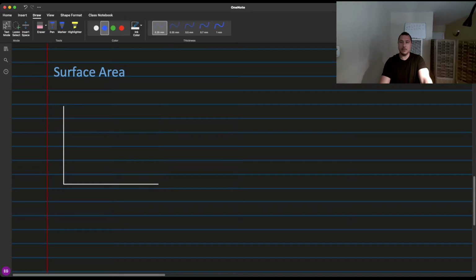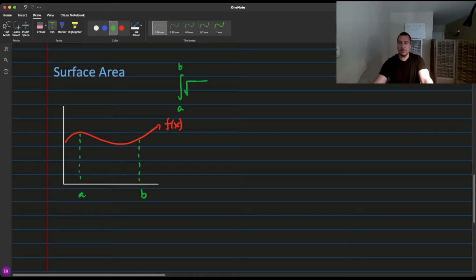Okay, so if you have your curve f of x, and you're going from a to b, we now know how to calculate the arc length. The arc length is the integral from a to b of the square root of 1 plus f prime squared dx.